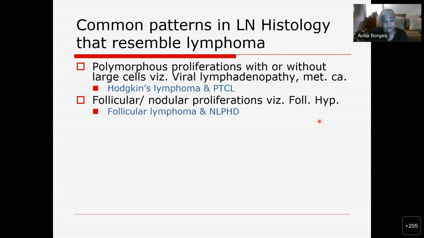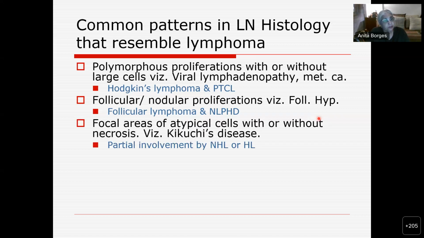Then you have the follicular and nodular proliferations. Okay, and that we just talked a lot about. That's follicular hyperplasia versus follicular lymphoma or nodular lymphocyte predominance Hodgkin's, because those are the follicular nodular type of proliferations. Then you have focal areas which have atypical cells with or without necrosis.